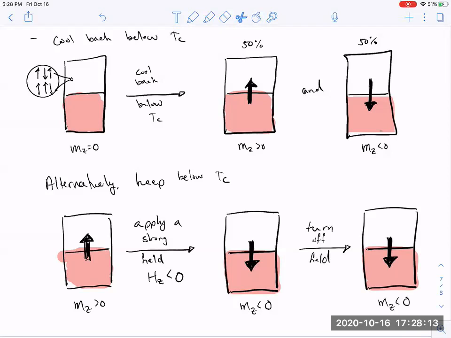So we could take a magnet, heat it up to lose its magnetization, cool it down, and we find that with equal likelihood, the spins realign and point up or realign and point down. Alternatively, if we kept it below Tc, we could manipulate the magnet by applying a field to force it to point up, or for that matter, force it to point down. And if we turn the field back off, it would stay there, and it would stay there for a macroscopically long time.